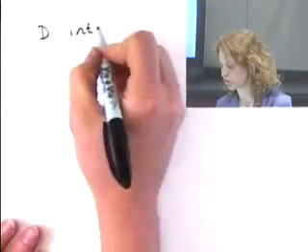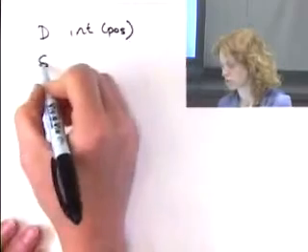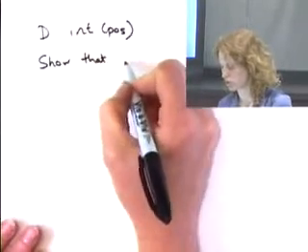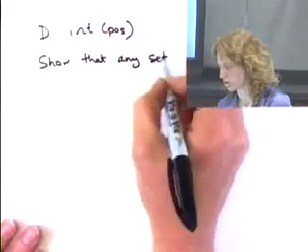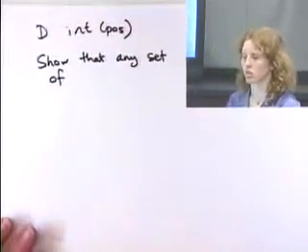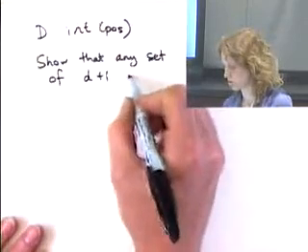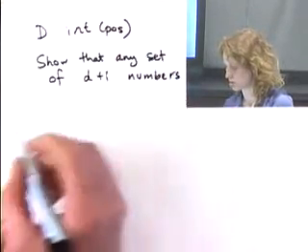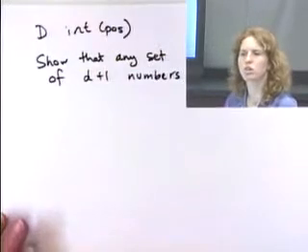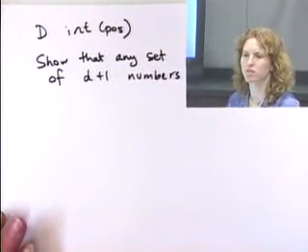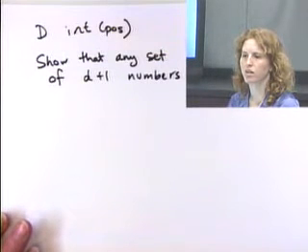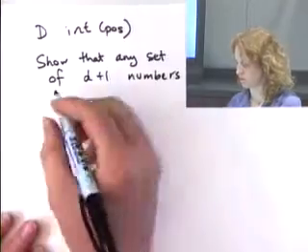Let d be a positive integer. Show that among any group of d plus 1 consecutive integers... I know the problem. Okay, if we have d is an integer, and it's positive, it said show that any set of d plus 1 numbers, not necessarily consecutive, there are two with exactly the same remainder when they are divided by d.